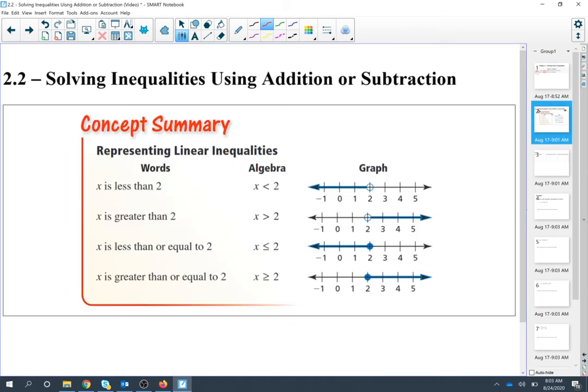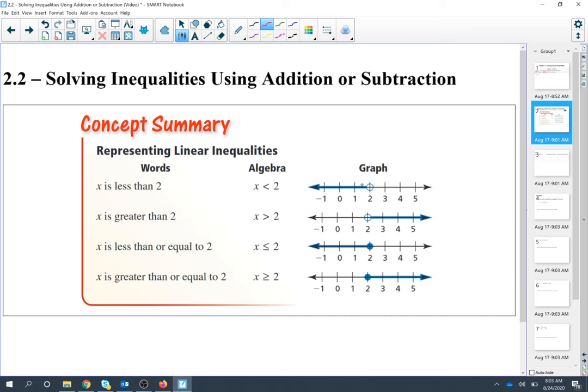As a recap, 2.2, solving inequalities using addition or subtraction. In 2.1, we went over our inequality symbols. So using words, x is less than 2. Using algebra, it looks like this, x < 2. Remember that less than sign is on the left-hand side of your graph. Okay, so keep in mind your arrows.